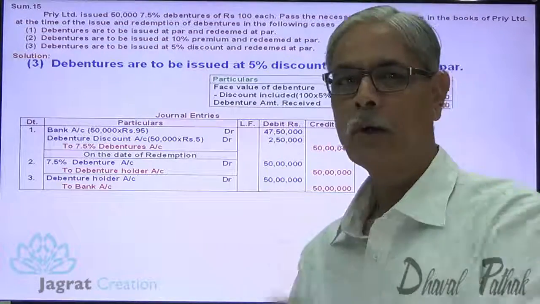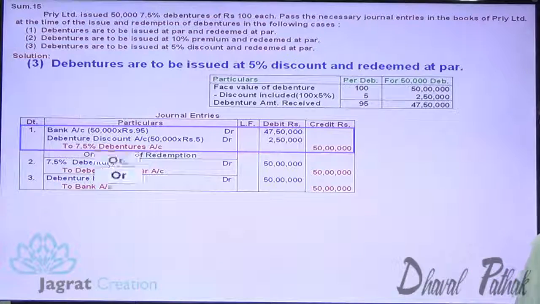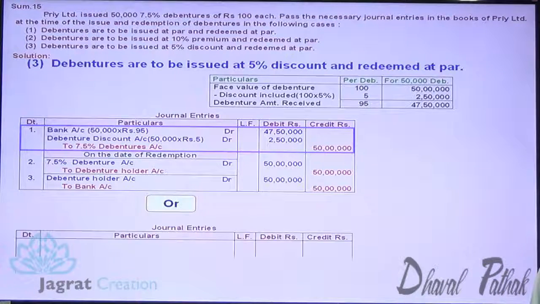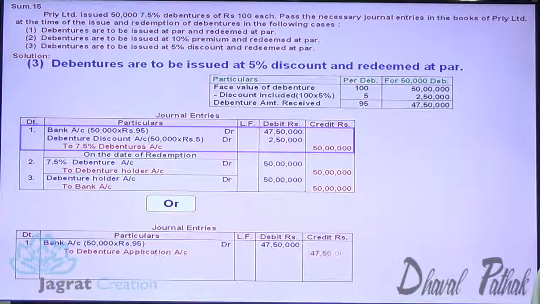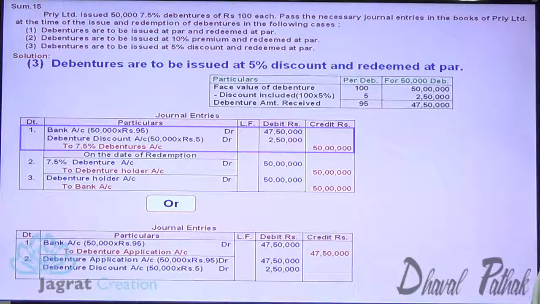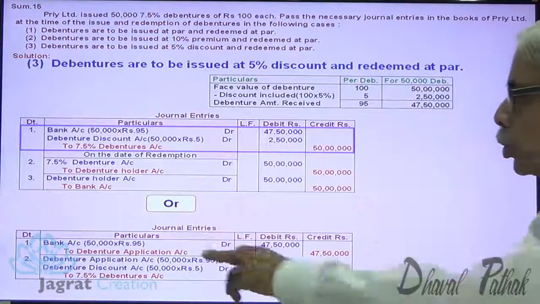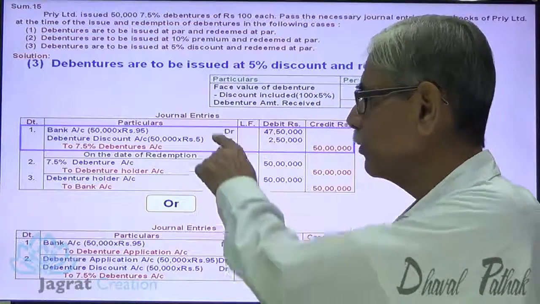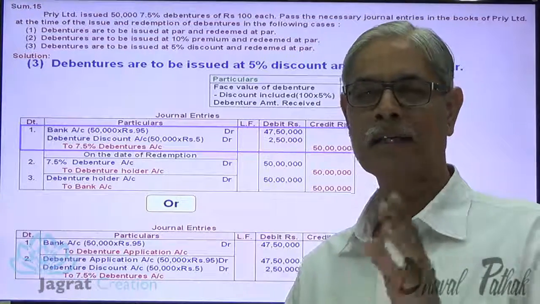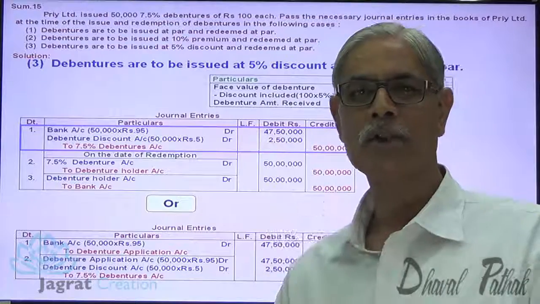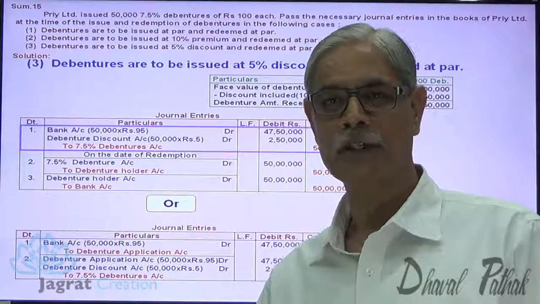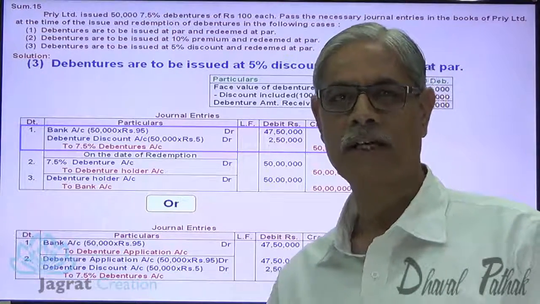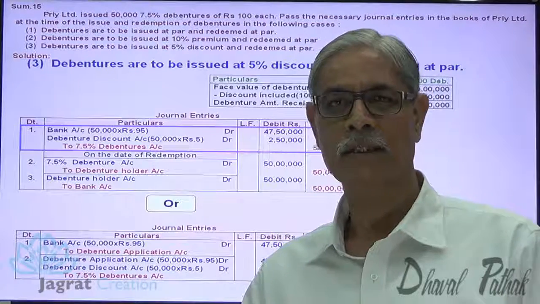Now I want to give you an optional entry for this first entry. Bank account debit to debenture application account credit. Debenture application account debit, debenture discount account debit to 7.5% debentures account credit. This is the optional style of writing the first entry. As I told you, I have demonstrated both styles of writing the entry for issue for your better understanding. I think you have followed all these things.